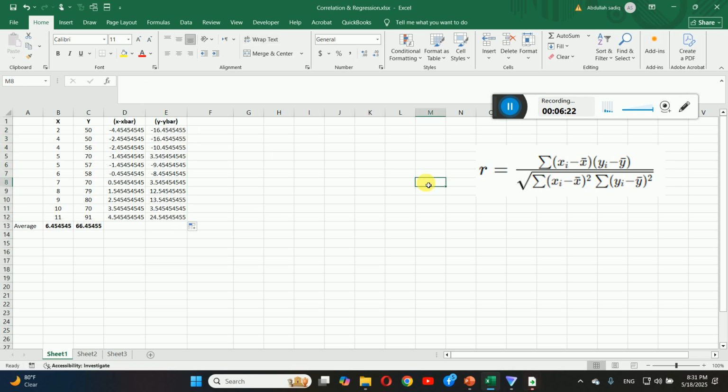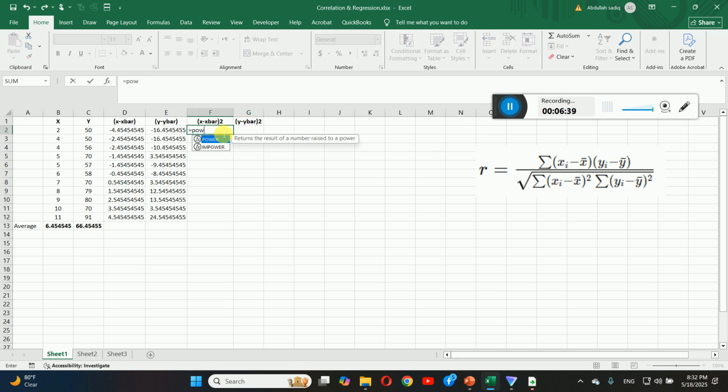Okay, next information, dear students, you need x minus x bar square and y minus y bar square simply. So we have x minus x bar raised to the power 2, and we need y minus y bar raised to the power 2 simply. How to find this out? Just use the power function. Click on this x minus x bar and raise to the power 2, and use the same for y minus y bar. So use the power function.